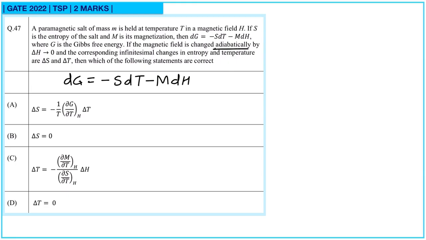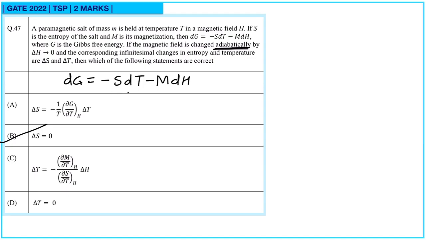Here it is given that changes are adiabatic. Now for an adiabatic process, delta S is equal to 0, because delta Q is 0. So option B is correct. Next we have to find the change for delta T, so we use this equation.